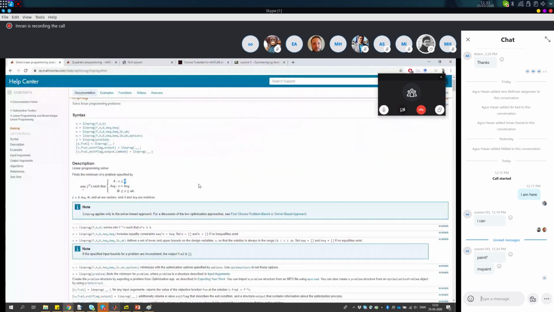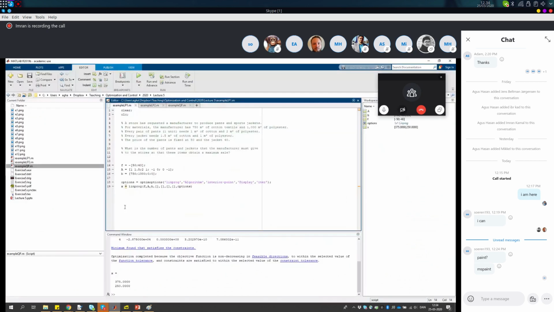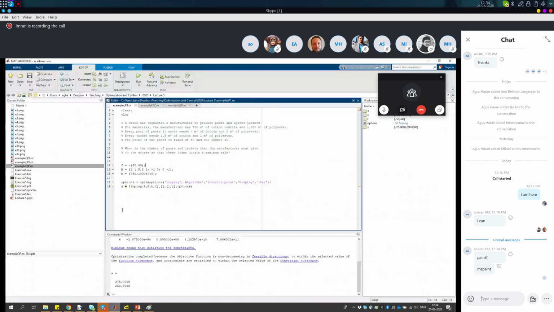So I can say that matrix A is only the first two constraints. So the size of matrix A would be 1 and 1.5. The second row is 2 and 1. And then I just want to delete the third and the fourth row. The same with B. So in this case, I have a bit different formulation.